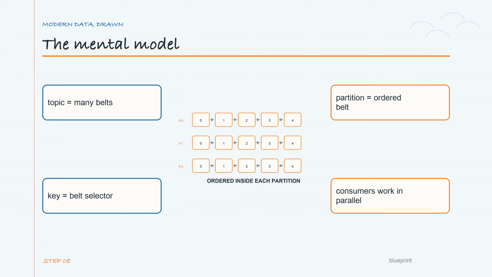This is the part that usually makes the whole concept click. Read the drawing from one idea to the next. Topic equals many belts, then partition equals ordered belt, then key equals belt selector, then consumers work in parallel.